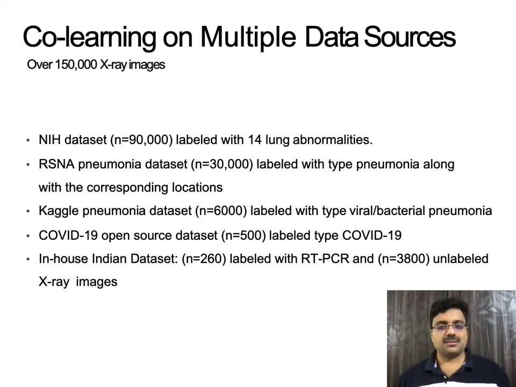Some brief stats on the number of images that we used as training data to train the model. So that's a total of around 150,000 X-ray images. But if you notice, the number of labeled, in the sense where we knew the eventual patient outcome via an RT-PCR or HRCT scan, so the number of labeled COVID type chest X-rays was actually very low, and probably running to around 1,000 at best.